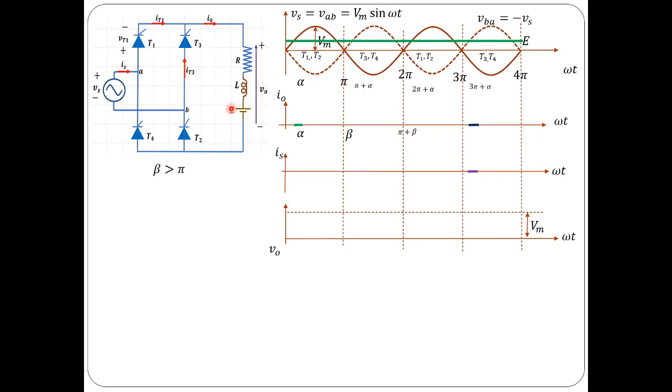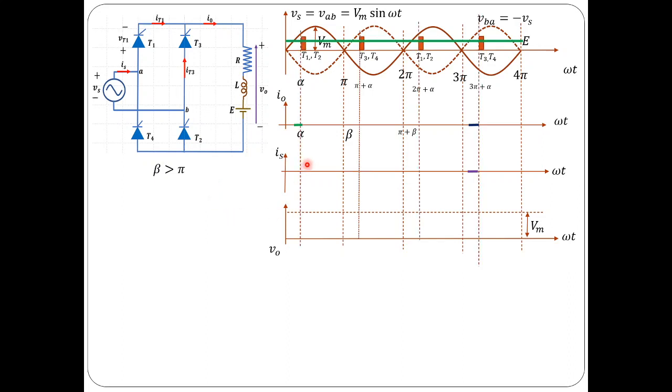I will assume that this beta is slightly greater than pi. Okay, that is my assumption. Of course, you can take that less than pi also. In case this battery back EMF is very high, there is a chance that current becomes 0 even for omega t less than pi. That is also possible. Now for simplicity, let me take beta greater than pi. So now let us see the operation.